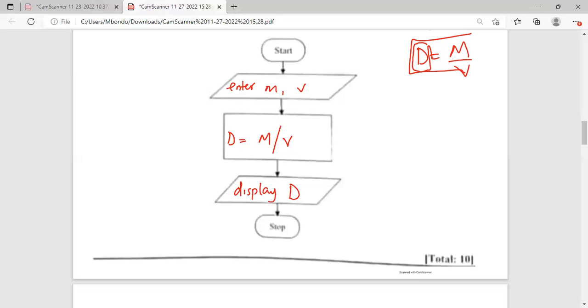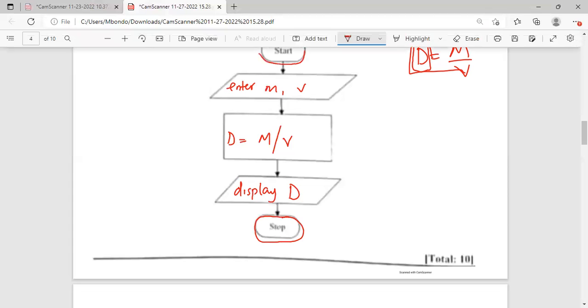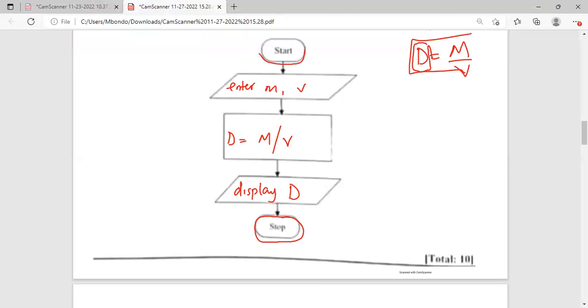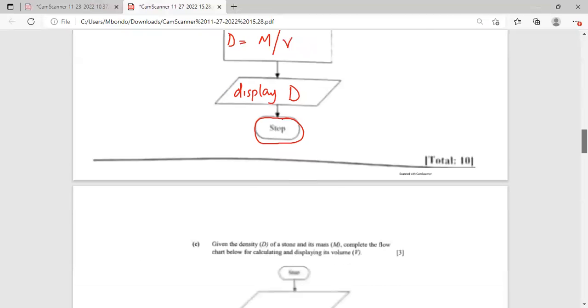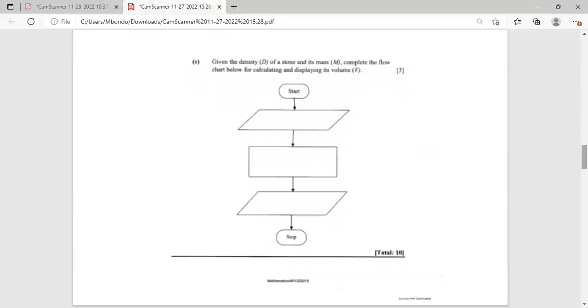And then you already have stop. If the stop was not here, you write stop. Look at the symbols, those symbols that I told you. This is what is going to give you 3 marks. As simple as that. I want you to do the second one. Look at the second question. You can pause the video and do it before you look at what I'm going to do.